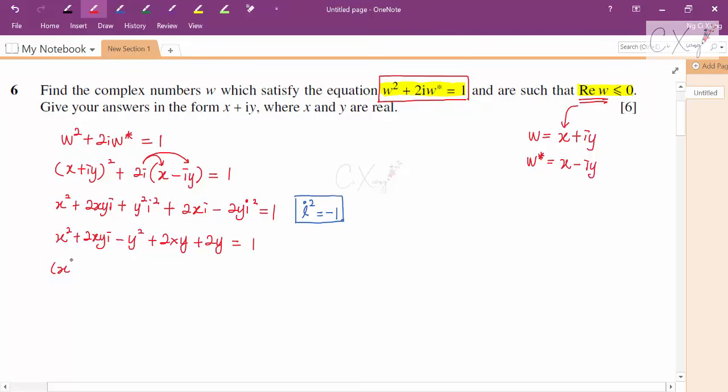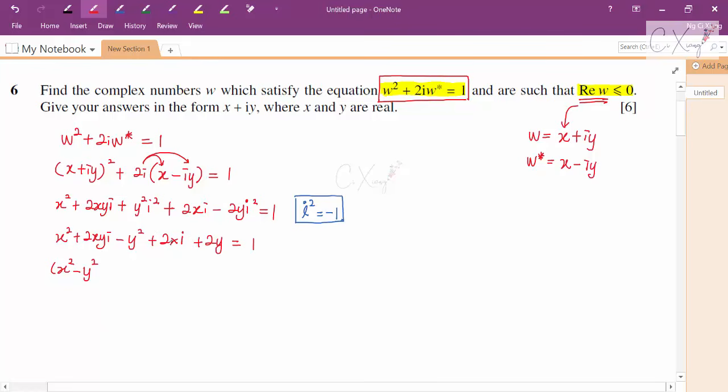If I want to rephrase, all the real parts are without the i. So x squared is a real part without the i. Negative y squared is also a real part without the i. 2xy... Sorry, I think I made a careless mistake here. This one should be 2xi, not 2xy. 2xi. Sorry for that. Okay, so we're having 2xi here.